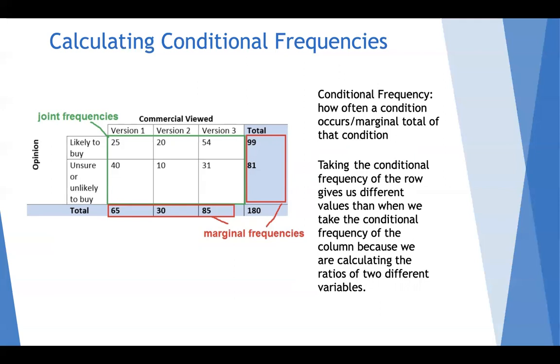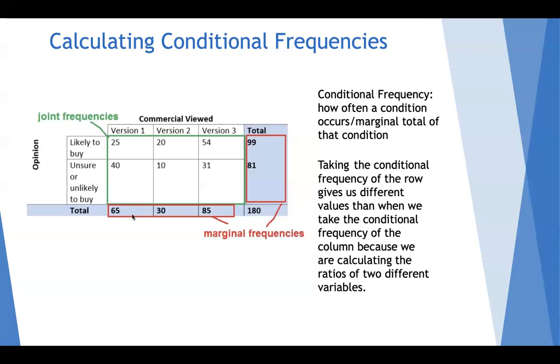Because the rows are representing one variable and the column is representing something else. So let's understand this concept through an example. I'm just going to use this data point right here, which is the joint frequency of unsure or unlikely to buy and version 1. So this 40 right here. The marginal total of this column is 65, okay? So if we're going to take the conditional frequency here, we take 40 over 65.